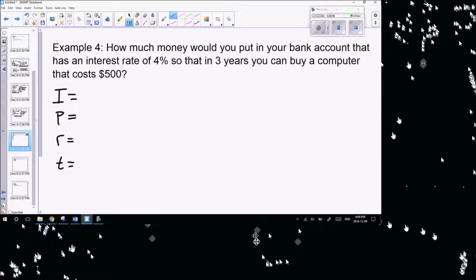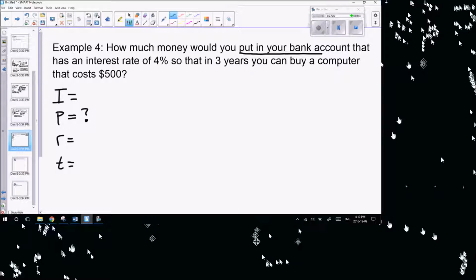Let's go through our question. It's asking us how much money would you put in your bank account? So because it's asking us about how much money we want to put in our bank account, that's asking us how much do we originally want to invest? What is our starting value? So that's our P value. That's telling us what our starting value is because it's asking us how much we want to put into our bank account.